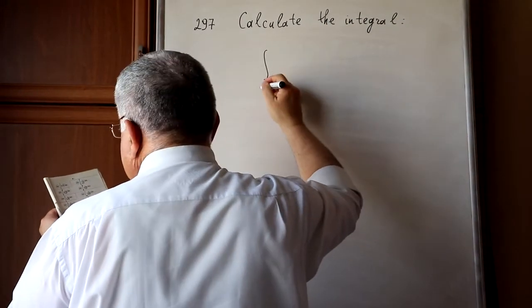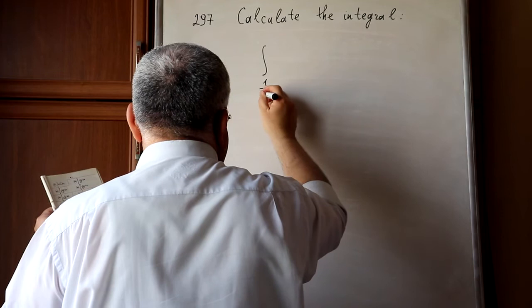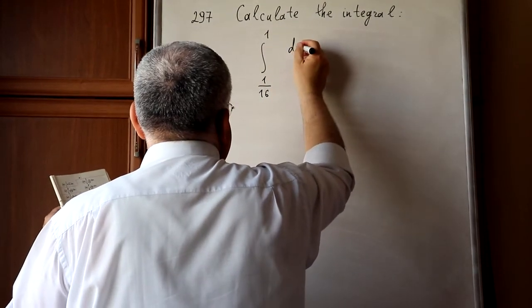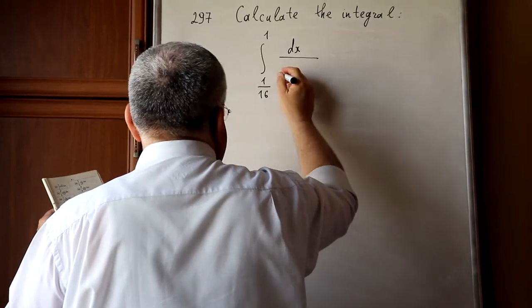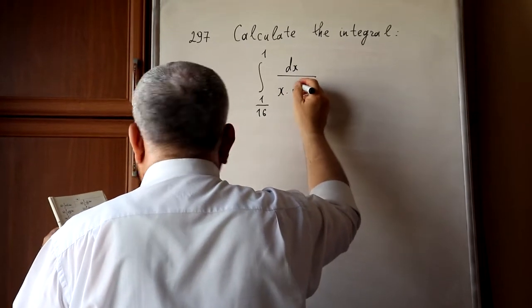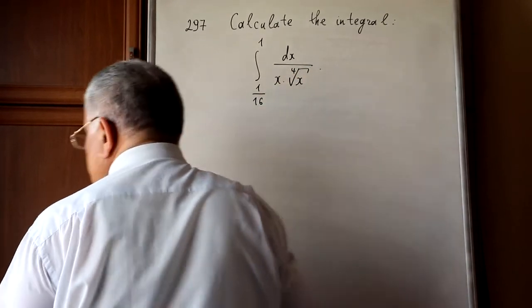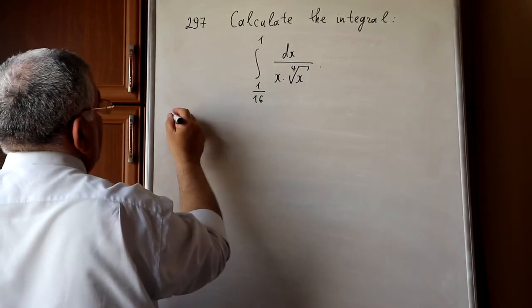Integral from 1/16 to 1 of dx over x multiplied by 4th root of x. Find this solution.